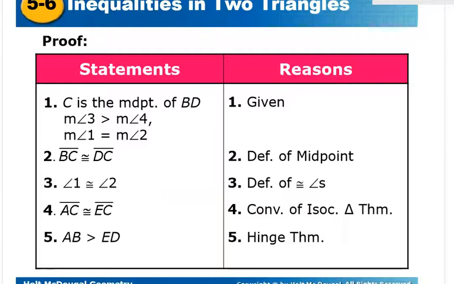I know proofs can be hard, but don't overthink it. They're just short and sweet, okay? You need the 2 congruent sides, and then you can probably jump straight to the hinge theorem.